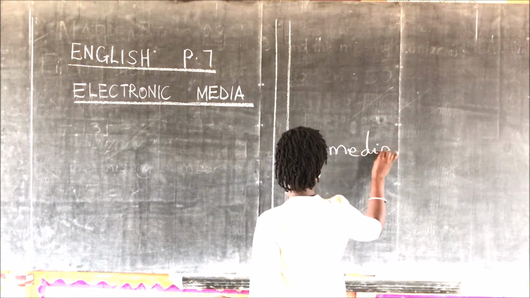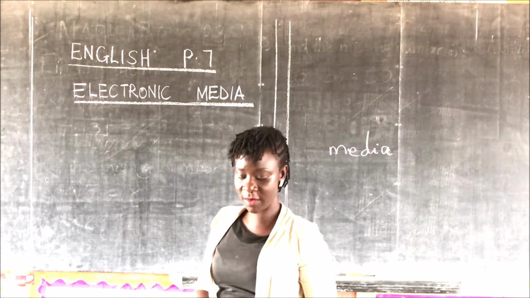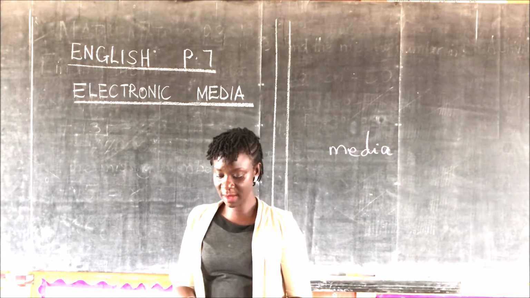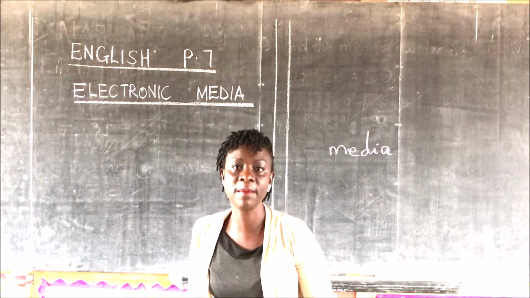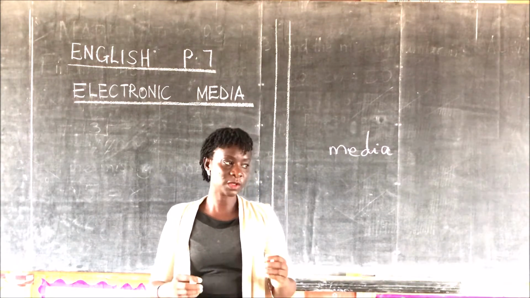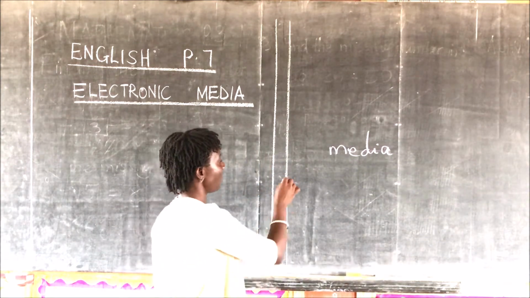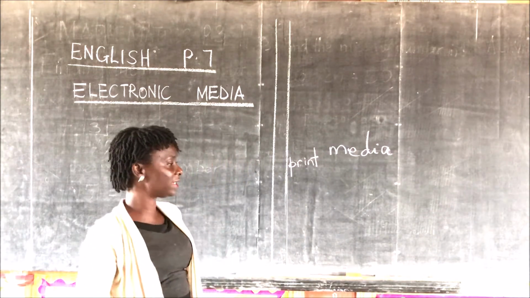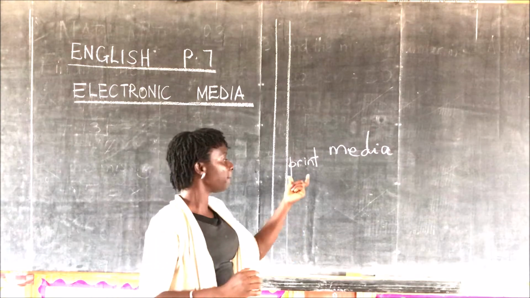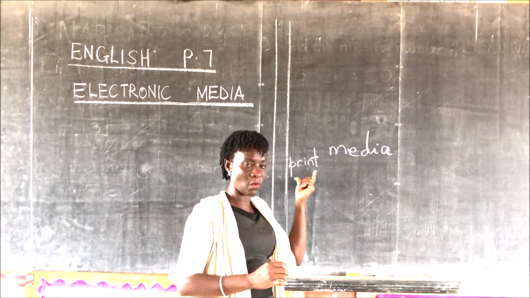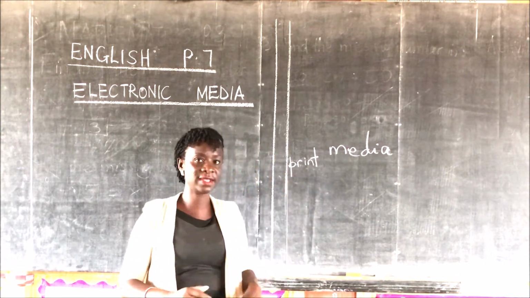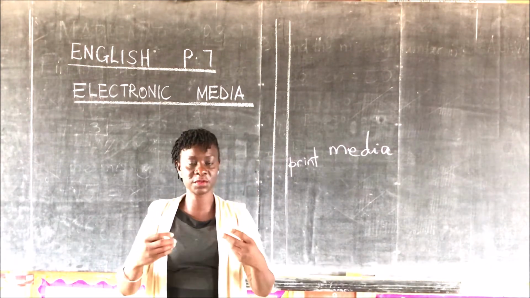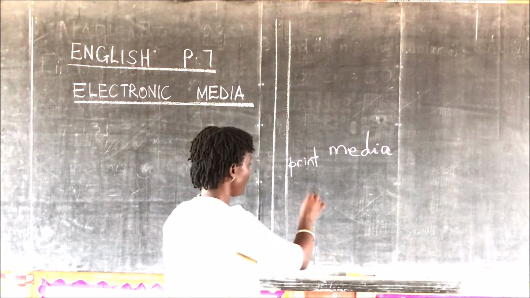The word media, we shall start with that. The word media refers to the main ways that large numbers of people receive information and entertainment. So when we talk about print media in primary five, we refer to those ways in which large numbers of people receive information, which is typed, through newspapers, newsletters, and magazines. This is our primary five.